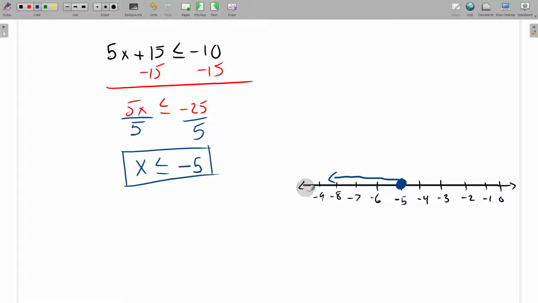Check with your teacher and see if they want you to actually write these values. I tell my students that I don't need to see them. I just need to see this. But your teacher might have a different perspective, and that's totally fine. So just check with them and see what they would like.